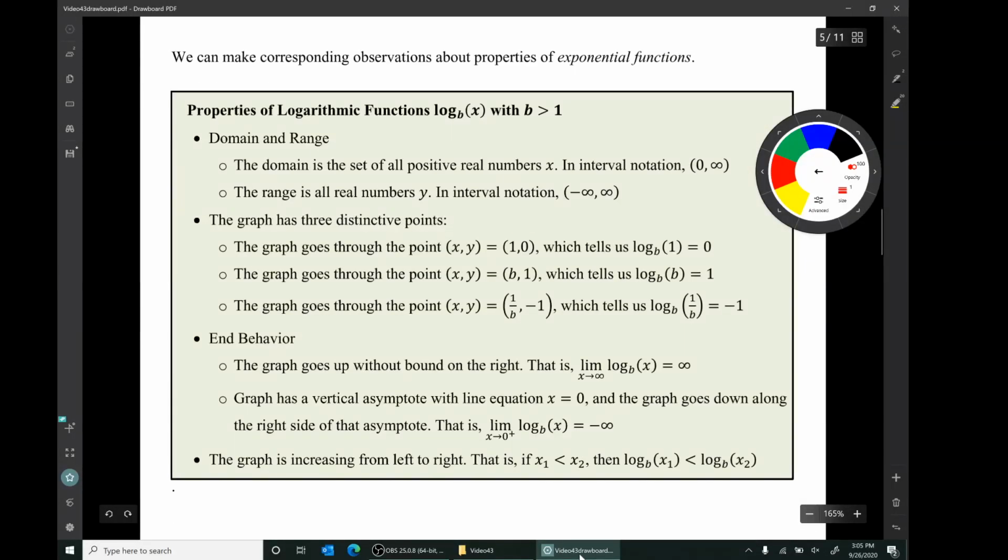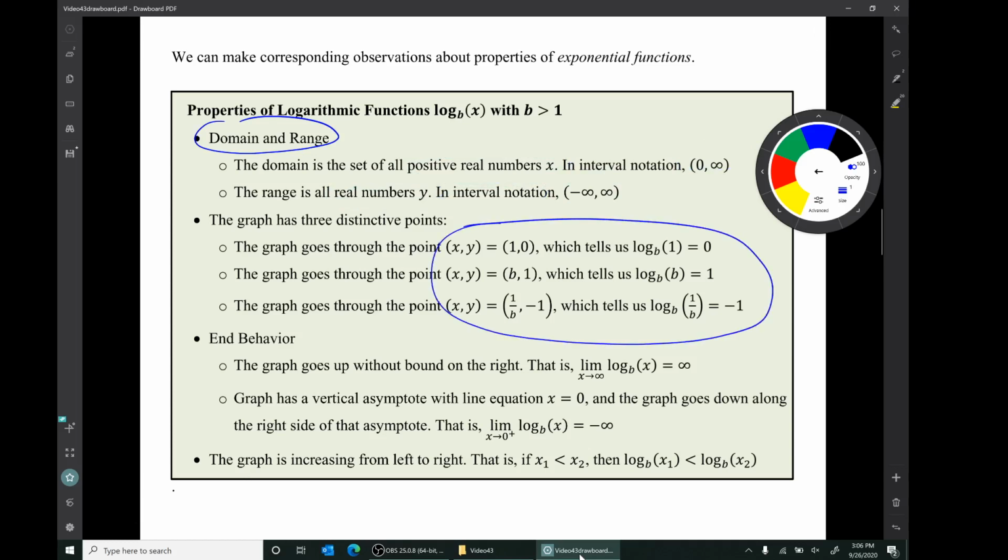So there's our collection of properties all put in one table. The domain and range. The domain is a set of all positive x values, so denoted that way. The range is the set of all real numbers y, denoted that way. There's that collection of distinctive points and what they tell us about how the log function behaves.